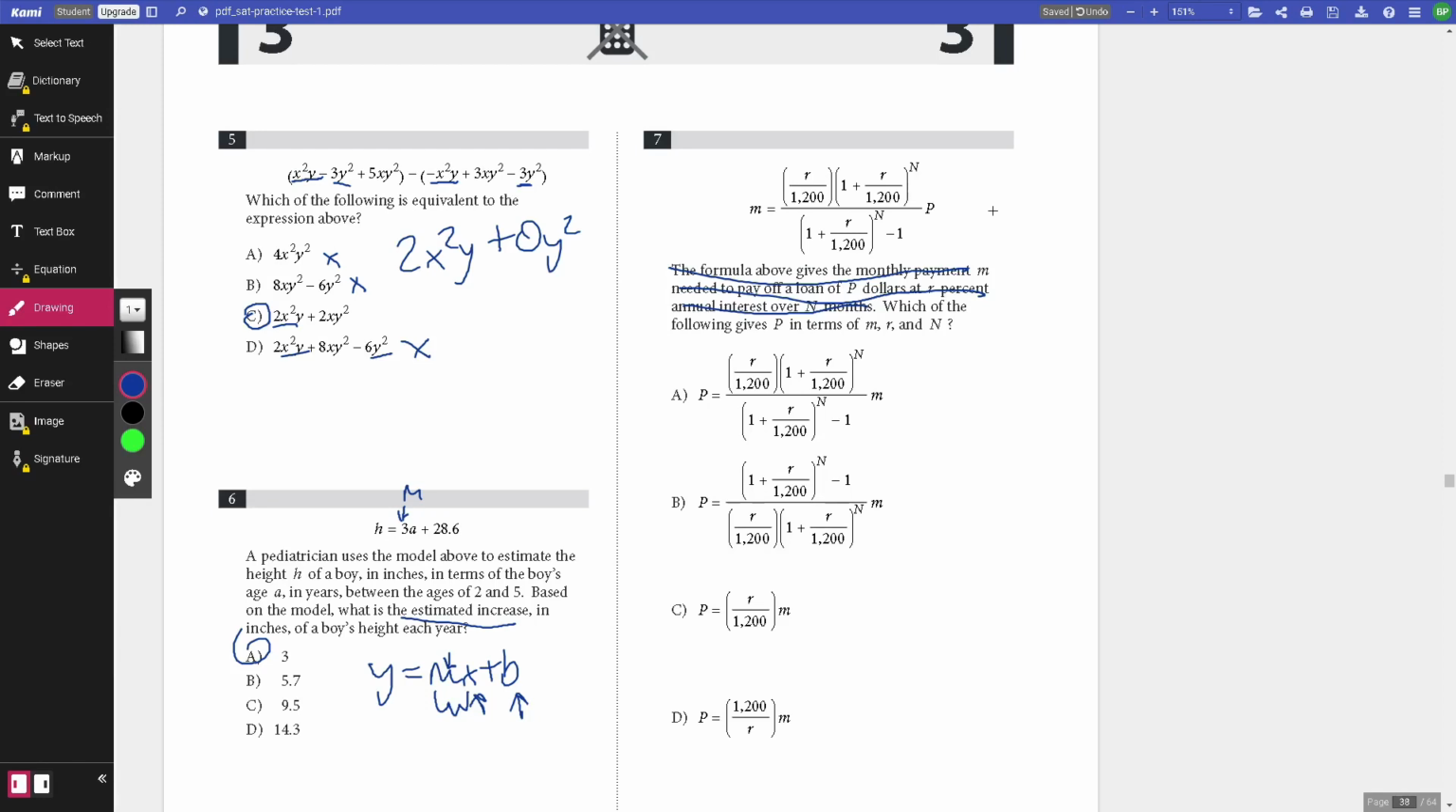So we would treat these as a single term. To isolate p, we would multiply by the reciprocal to cancel them out, and when you multiply by the reciprocal on both sides, you get the same thing but flipped, and it's on this side.